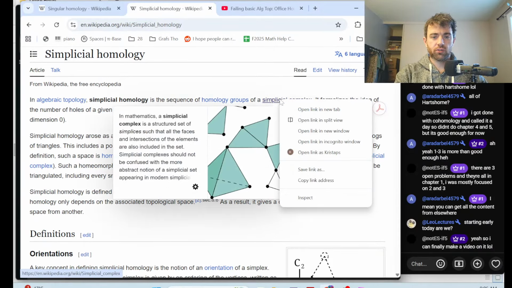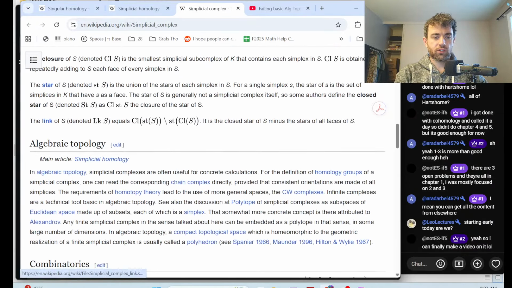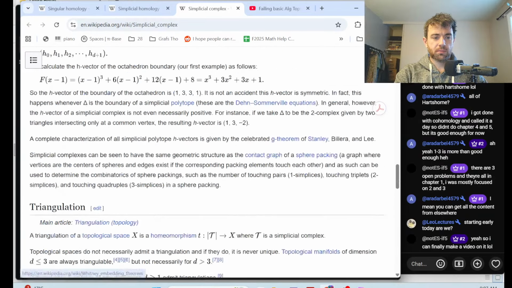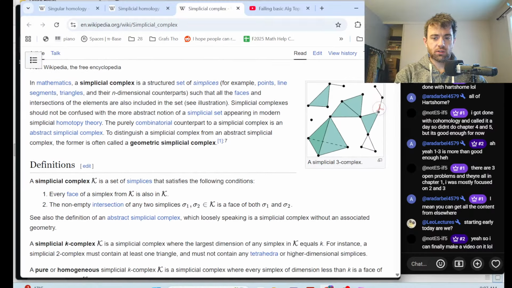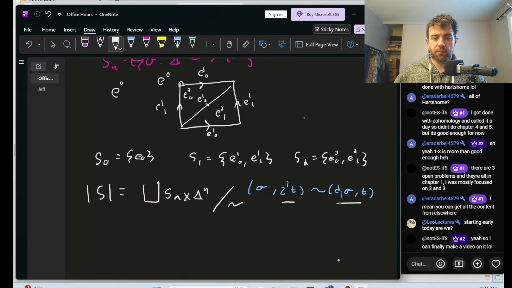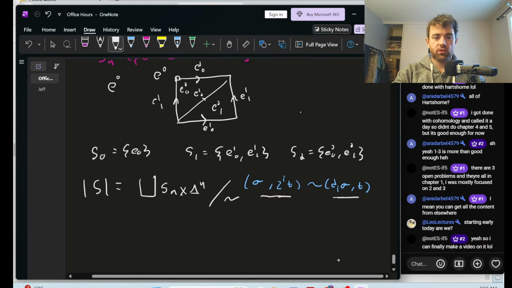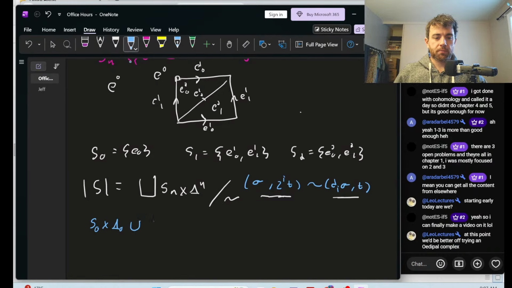Okay, so we were on the page of simplicial complex. What was the definition of the realization? I want to make sure I have my maps correct. It's got to just be the obvious maps. So what do we have here? We have S0 cross delta 0 union S1 cross delta 1 union S2 cross delta 2.